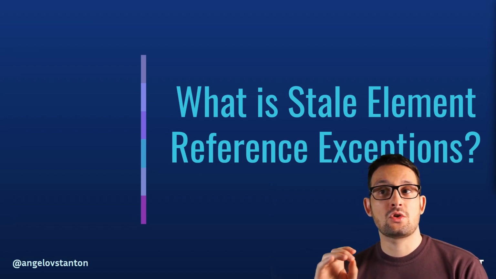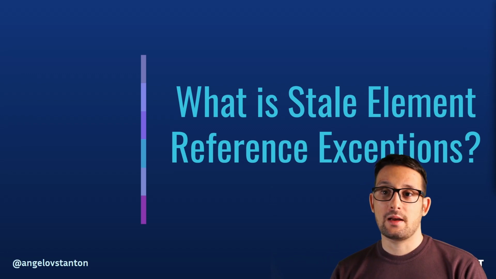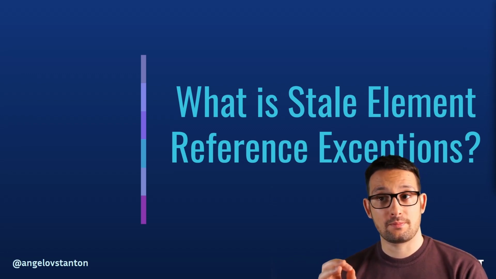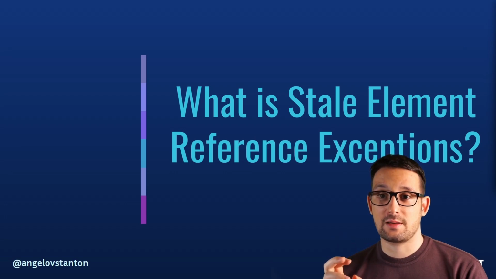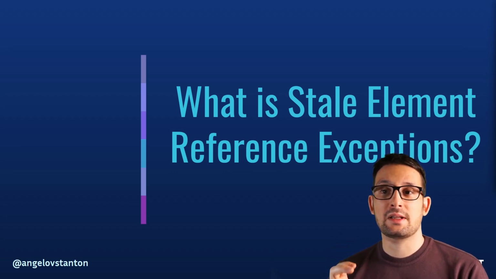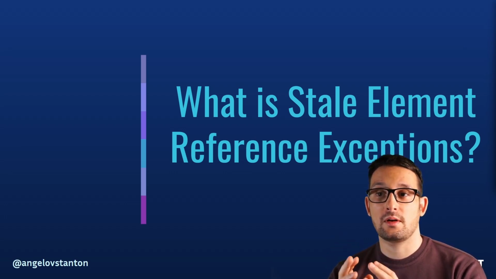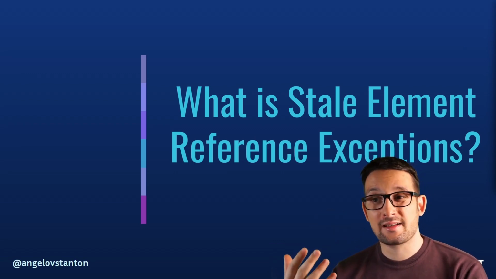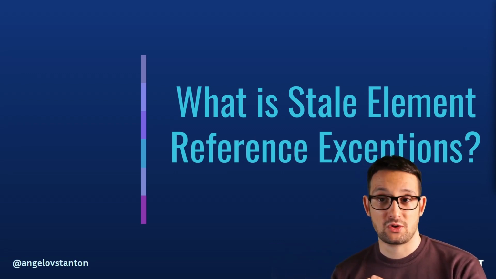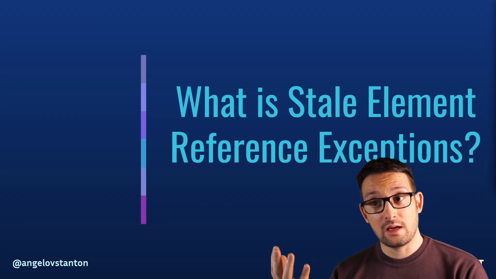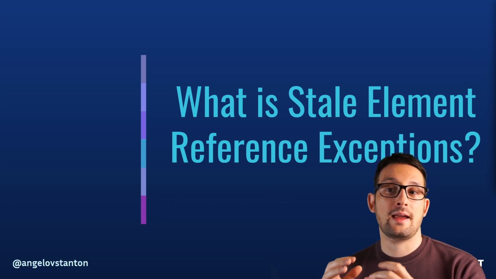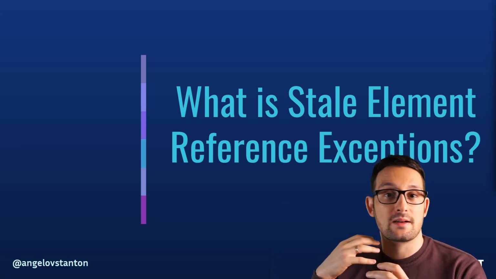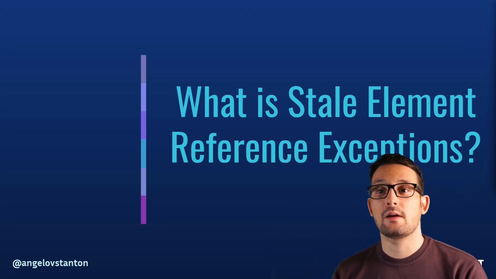StaleElementReferenceException and NoSuchElementException. The main difference between the two is that if you get a StaleElementReferenceException, you know that the element is not found in the DOM, but it might appear again if you navigate to a different page. On the other hand, if you get a NoSuchElementException, you know that the element is not found in the DOM, and this element will never appear again. There is a big difference.